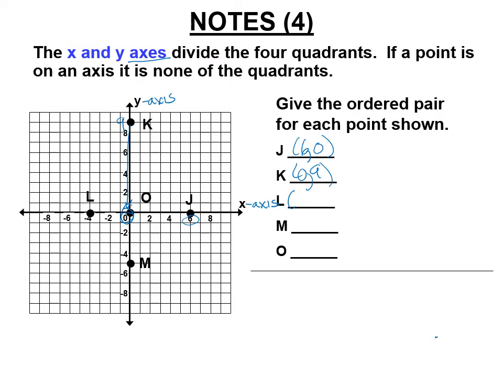L, you get the -4 from X first, then the 0, because it goes up 0 or down 0. M, you go up and get the 0 first, and then you put the -5. And then O is at the beginning of this graph. All right, so the coordinate plane begins at 0, 0. And that's why there's arrows.